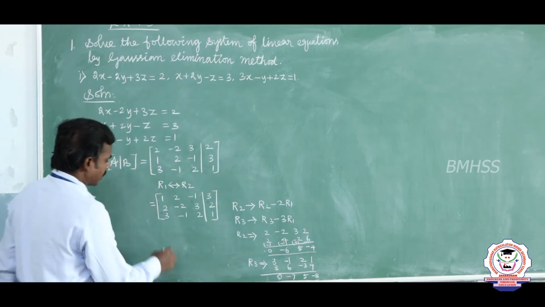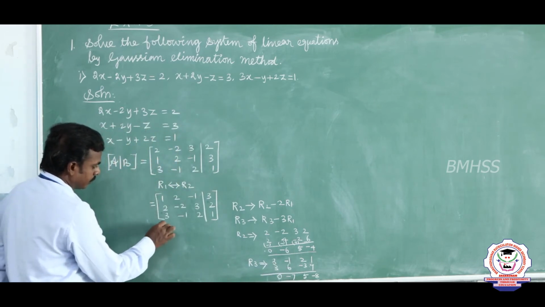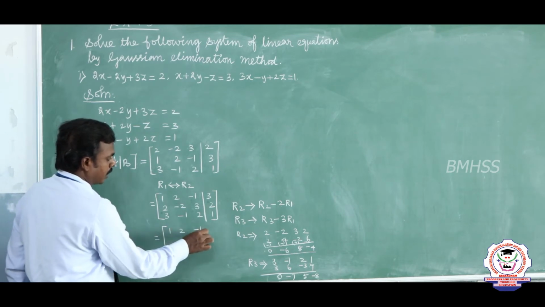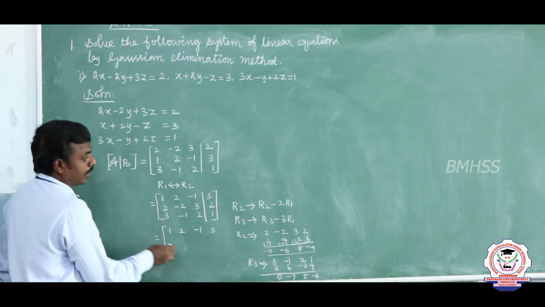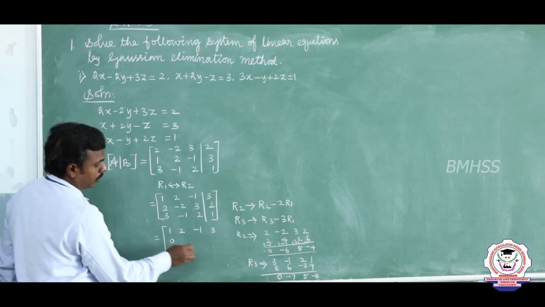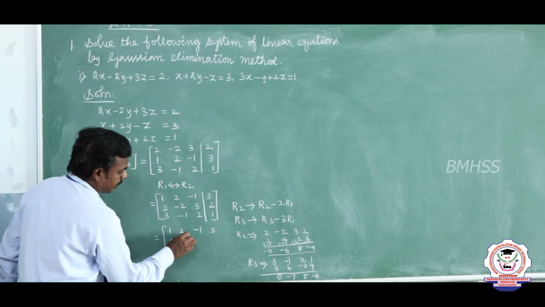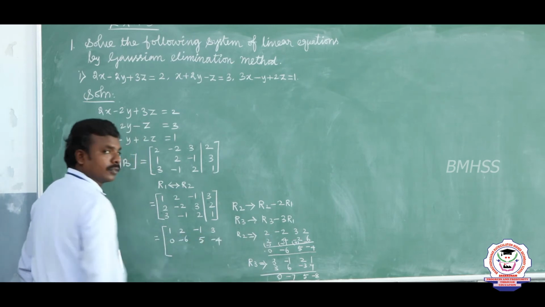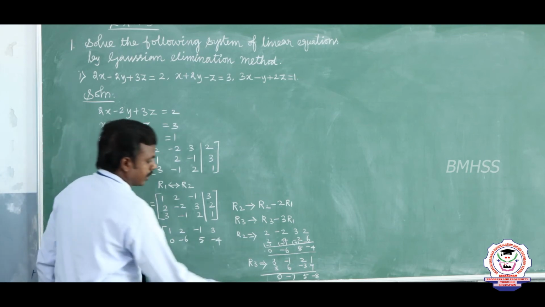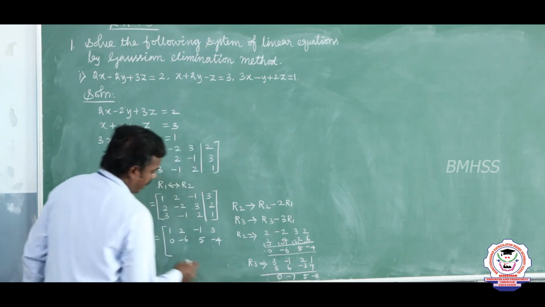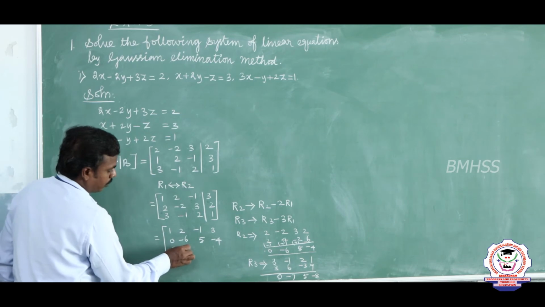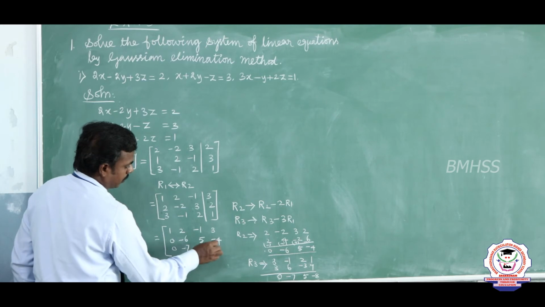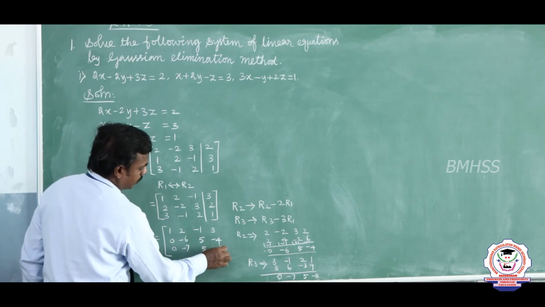Now I am going to write that. Very simple. The first row is 1, 2, minus 1, 3. The second row elements are 0, minus 6, 5, minus 4. Do you understand? The third row elements are 0, minus 7, 5, minus 8.